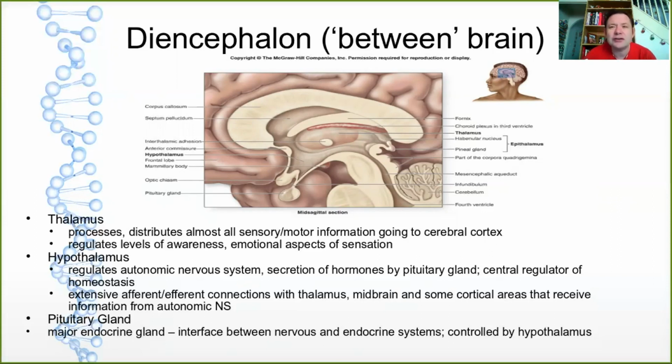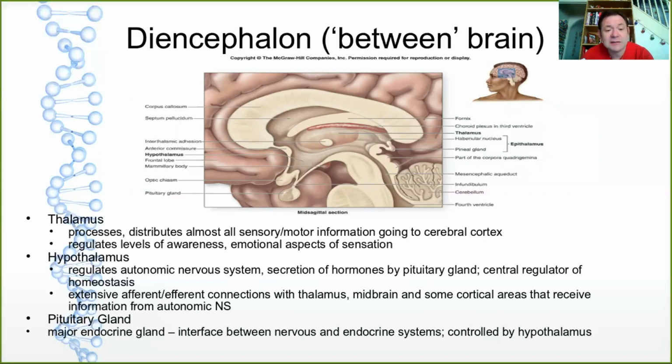Basically, the hypothalamus controls the pituitary gland, and the pituitary gland releases 9 separate hormones that control other glands in the body. Everything from growth hormone that controls height, all the way through to things such as FSH, follicle stimulating hormone, and luteinizing hormone, which control the male and female reproductive systems. So homeostasis, a steady state in the body, is maintained by the hypothalamus.